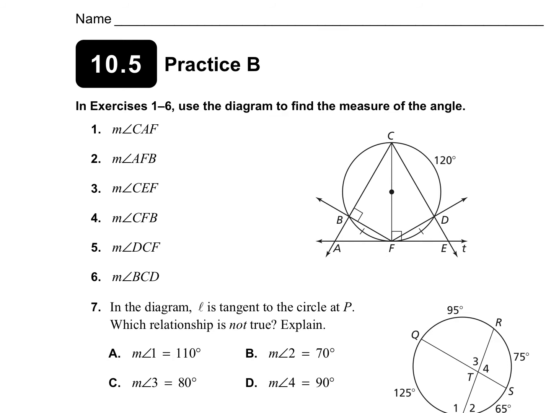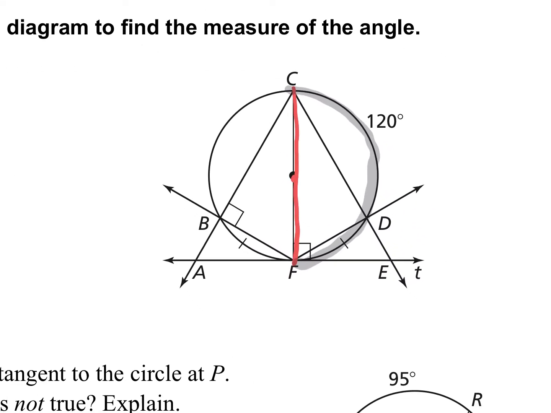So for example, the first thing I noticed right away is that CF here is a diameter. And I noticed that from my prior knowledge from the beginning of chapter 10, that when I have a diameter, it's going to split my circle into two semicircle arcs. So the gray one that I just highlighted is a semicircle arc. And since I already know part of it is 120, then the rest of it is just going to be 180 minus 120. And this little piece down here is going to be 60 degrees.